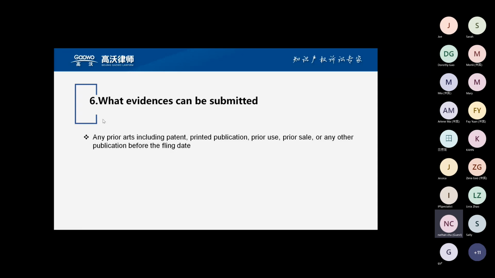You can also use a printed publication as your evidence, such as a paper, some other printed publication, or a book. You can also use prior use evidence or prior sale to invalidate a patent. You can also use any other publication before the filing date, such as a web or internet publication. You can also use evidence such as an oral lecture, something like that. So I think the evidence is more comprehensive, as long as you believe you can invalidate a patent.